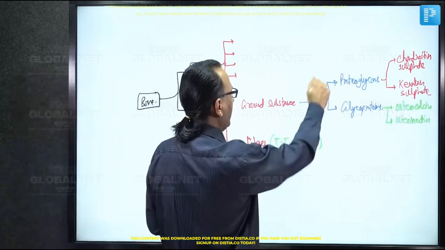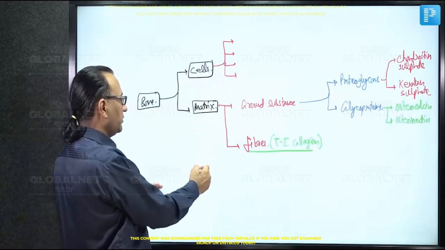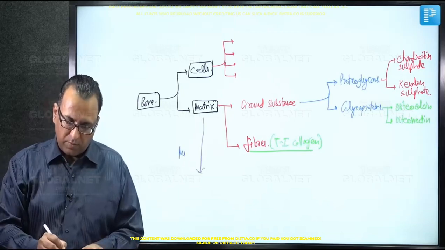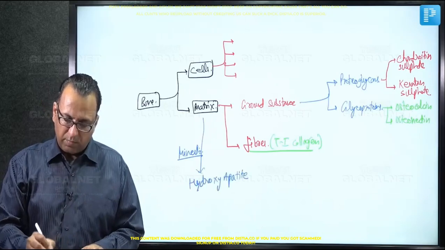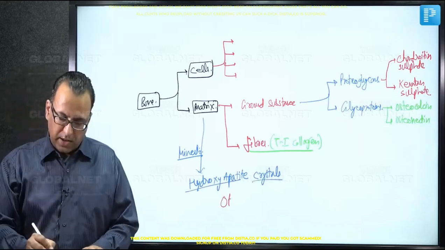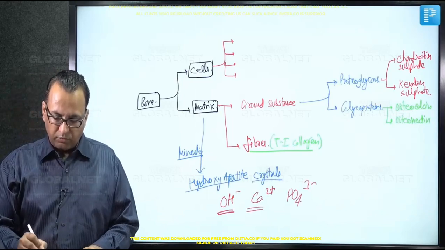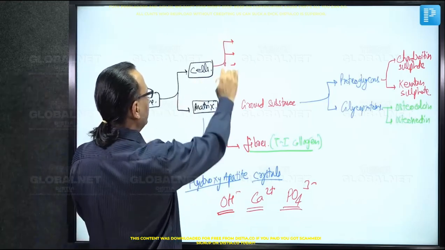We also understand that the matrix is getting mineralized and there will be some hydroxyapatite crystals as well. So when we are talking about the mineralization and the hydroxyapatite crystals, what are the components here? Chiefly 3 names you can mention: the hydroxyl ion, the calcium, and the phosphate ion, the chief component of bone mineralization. Now let us move on to the different type of cells in the bone.